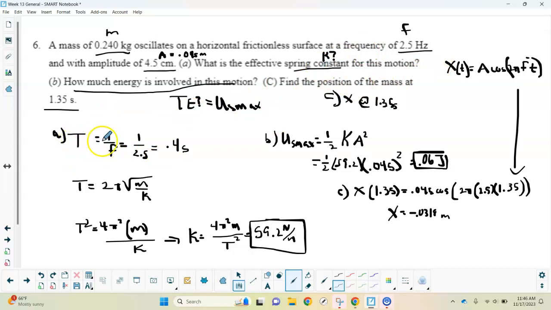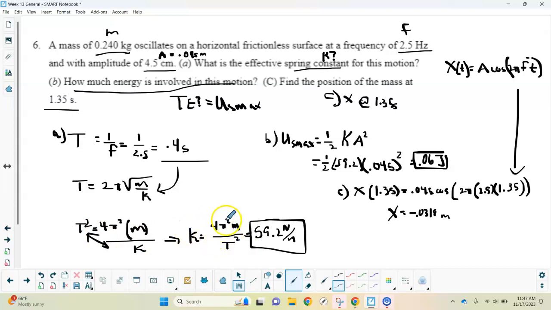So the first thing I did was I took the frequency and solved for period. If period is 1 over frequency, it'd be 1 divided by 2.5, so 0.4 seconds is the period of oscillation. And then I used the period equation with that 0.4 to solve for K eventually. So it'd be T squared equals 4 pi squared M over K, and then these two switch. So K is equal to 4 pi squared M divided by T squared. And then you just plug in the values.